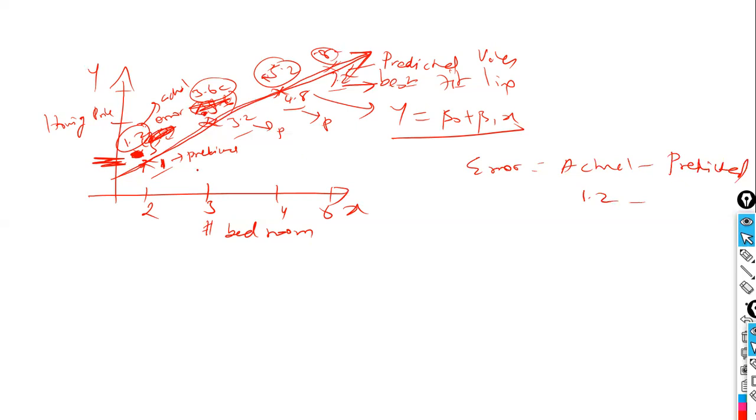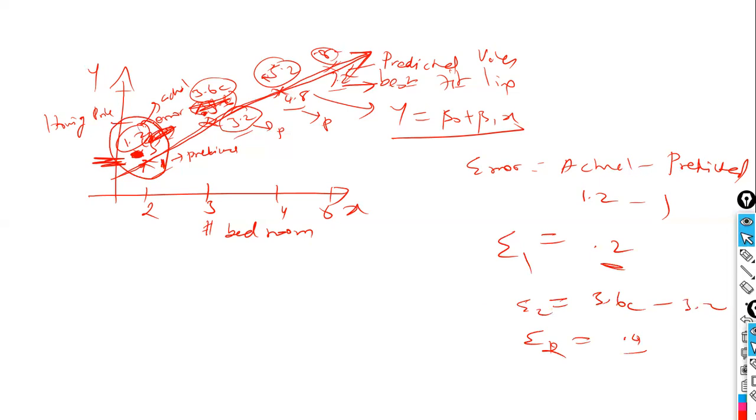The predicted is 1, right? As per this, the predicted values are lying on top of this line. So 1.2 minus 1 is how much? 0.2. The error is 0.2. And similarly, the estimated housing price is 3.2. What is the actual? The actual is 3.6 crore. The estimated is 3.2 crore. So the difference is 0.4, right? This is an error. The error is error 1 and error 2, and this is for the second value, right?